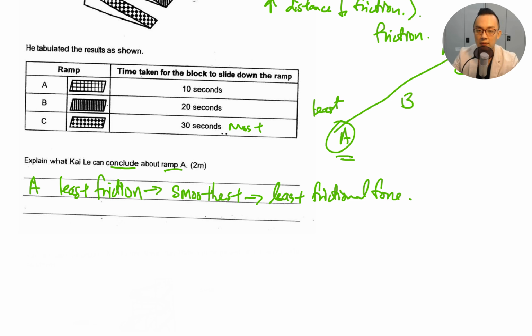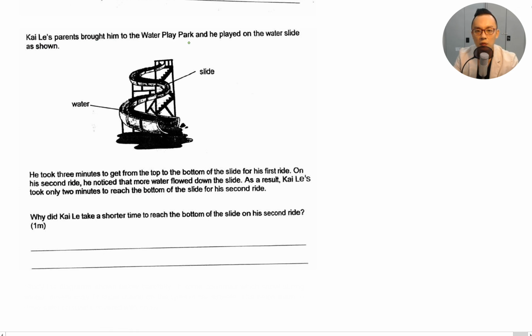Kyler's parents brought him to the water play park, played on the water thing, took 3 minutes to get from the top to the bottom. On the second ride, more water flowed down the slide. So he noticed that more water flowed down the slide. As a result, Kyler only took 2 minutes to reach the bottom. So why did Kyler take a shorter time? Because there was more water.